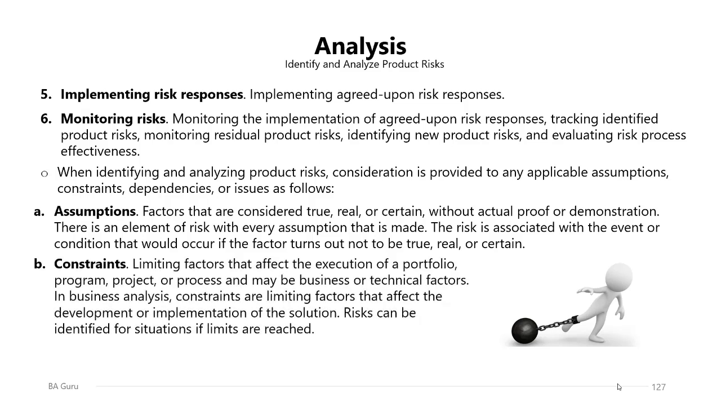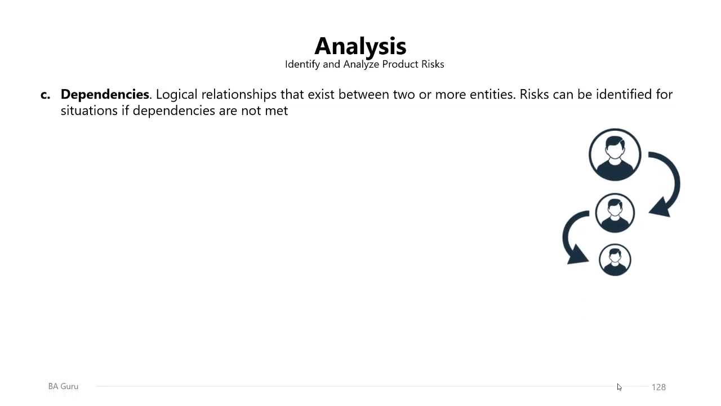Constraints, limiting factors that affect the execution of a portfolio, program, project, or process, and maybe business or technical factors. In business analysis, constraints are limiting factors that affect the development or implementation of the solution, and risks can be identified for situations if limits are reached. If you are reaching a specific constraint on the project, then a risk might be identified. Dependencies, logical relationships that exist between two or more entities. Risks can be identified for situations if dependencies are not met.